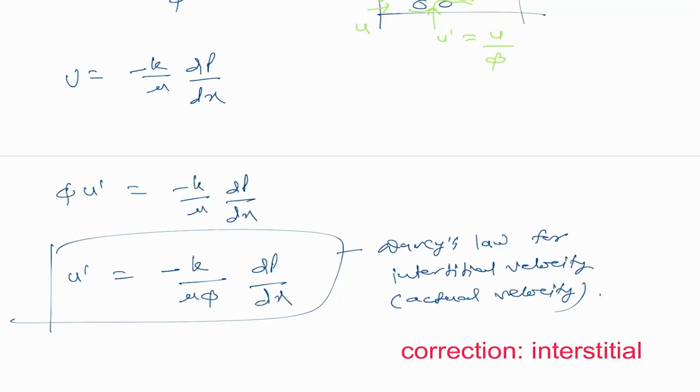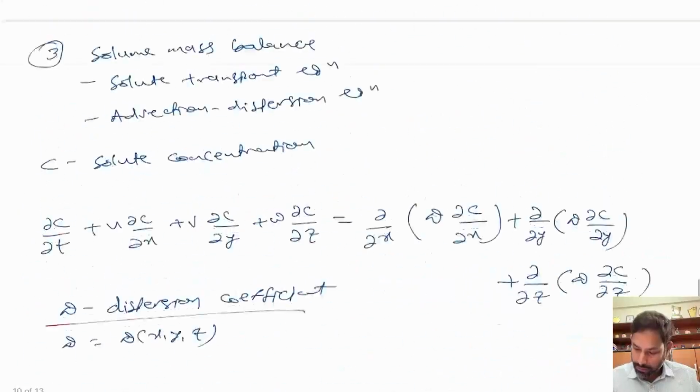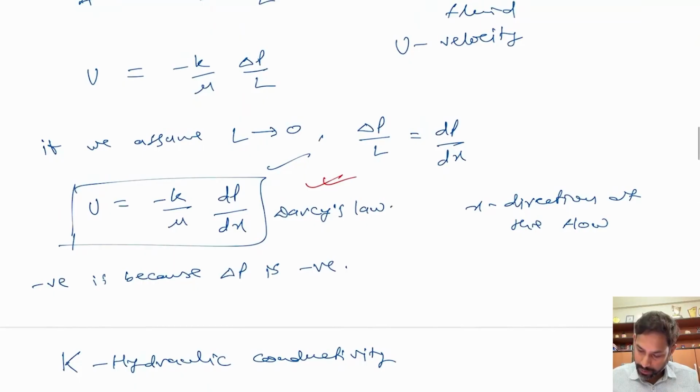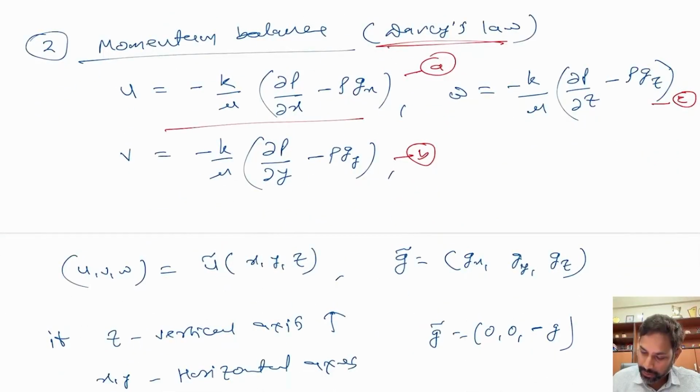But as I said, it is more complicated to consider interstitial velocity. Rather, it is easy to consider an average velocity through the medium, and that is why the other form of Darcy's law is more common, which we have used here, and as well as which we derived here. Okay, so this is the most common form of Darcy's law that we use. Okay, and this is without gravity, and if you consider gravity, then all these forms that you see are applicable.